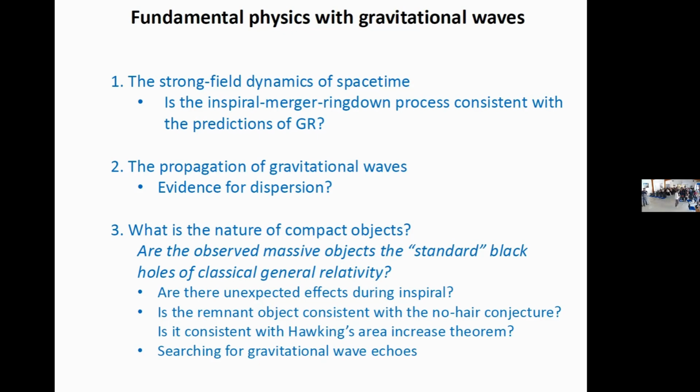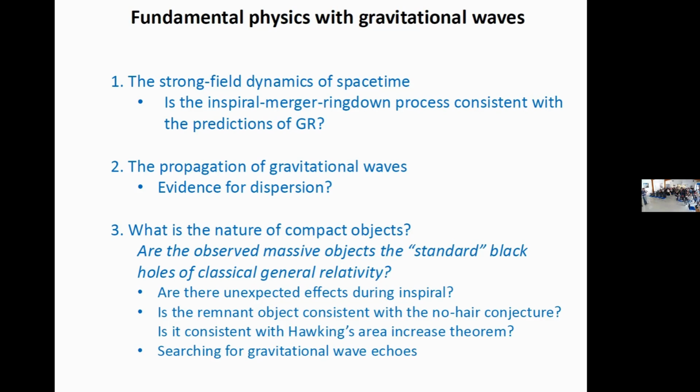Okay, so strong field dynamics of space-time, but one can also think of other things like the propagation of gravitational waves over large distances. I'll get into that, but basically, according to general relativity, gravitational waves do not experience dispersion in a vacuum, but maybe there is such a thing in alternative theories. And then something that is becoming more and more interesting because more and more accessible to observations is the nature of compact objects.